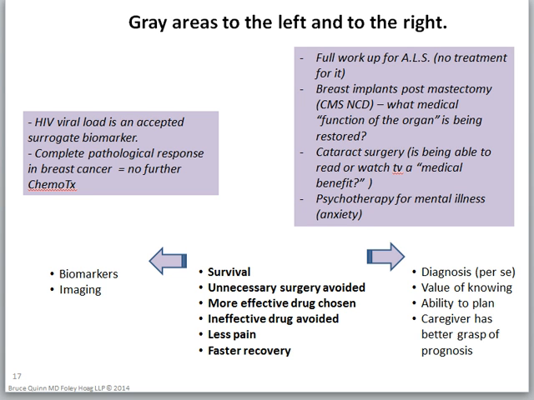We'll pay for cataract surgery, obviously, but would we say the ability to read or watch TV is a medical benefit? Surely people get cataract surgery a long time before they're unable to walk or unable to feed themselves. And we have things like psychotherapy for mental illness and pharmacological treatments. And of course, that's very real, but it's a subjective finding, so it would be over on the right side of the chart.